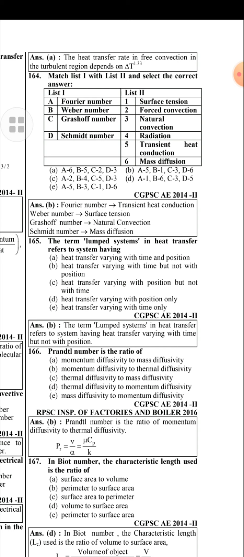The term lumped system in heat transfer refers to a system having heat transfer varying with time but not with position. Prandtl number is the ratio of momentum diffusivity to the thermal diffusivity. Pr is equal to nu by alpha, where nu is equal to mu Cp by k.